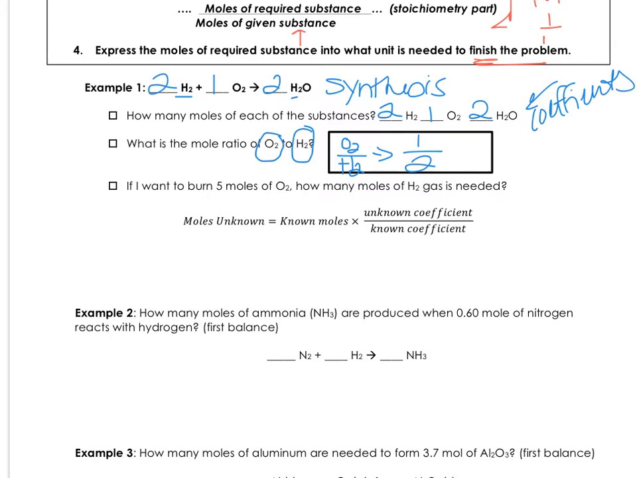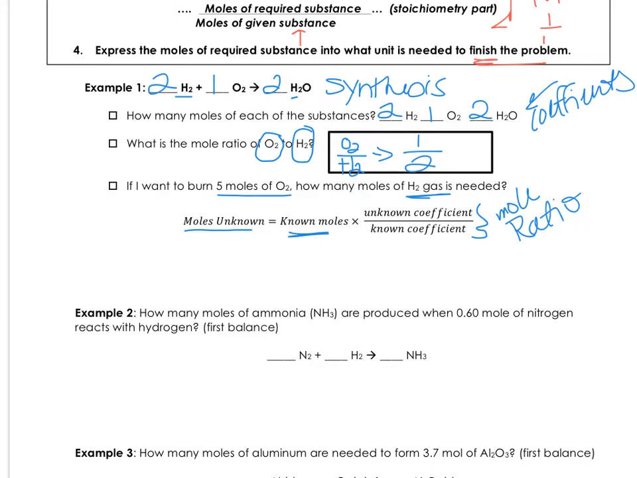So I'm going to ask you in the question, if I want to burn 5 moles of O2, how many moles of H2 gas do I need? Meaning, if I know that I have 5 moles of O2 and I want to make water, how much H2 gas do I need to make this go? In other words, I've got 10 hamburgers. How many rolls do I need in order to make a certain number of burgers? Okay, so we're going to follow this. The moles of the unknown, we're going to set equal to our known value times our mole ratio.